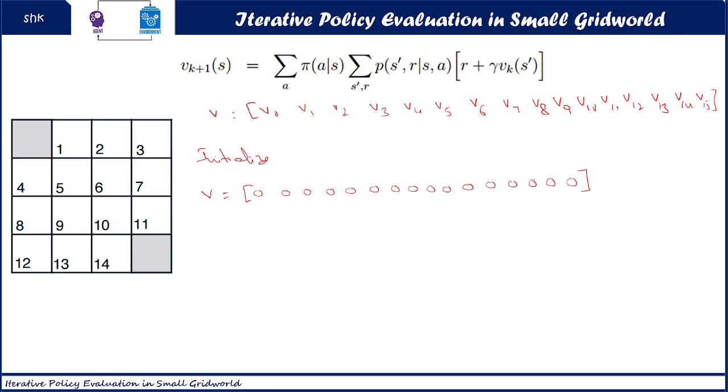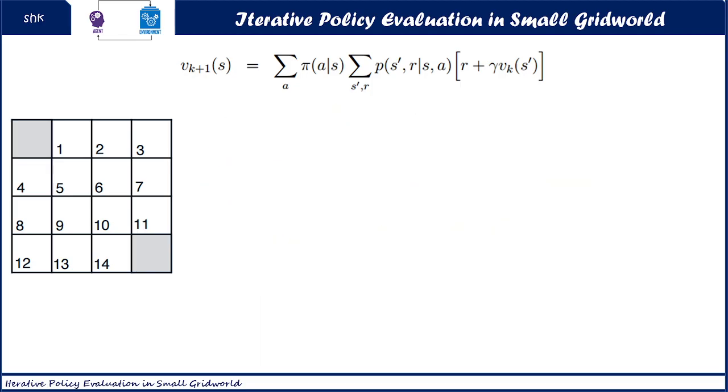What about the value function for the terminal states? The terminal states are V0 and V15. The value function for these two terminal states is always 0. So we are going to evaluate V1 to V14. The terminal states we have already considered, and we set their value function equal to 0.